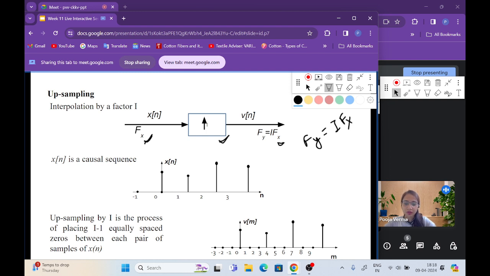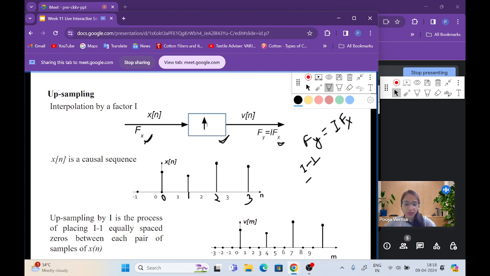This is the x of n sequence, which is causal. While we are doing the upsampling, we are increasing the number of samples in the sequence, that means adding I minus 1 zeros equally spaced between the samples of the sequence.